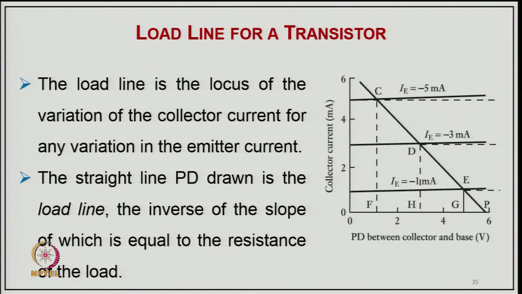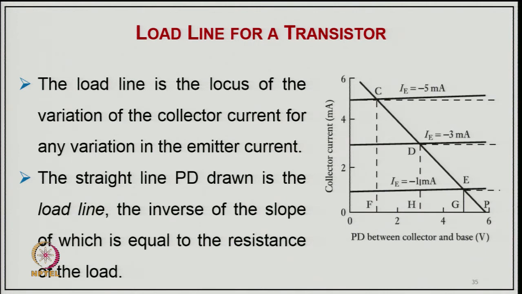So, this is what we are talking about, the load line. In this configuration, the voltage between collector and base is being applied, because it is a common base transistor configuration. So, this is VCB, and here we have the collector current. For different emitter current, a different amount of current will be cutting at different points, and joining these points we call this the load line.